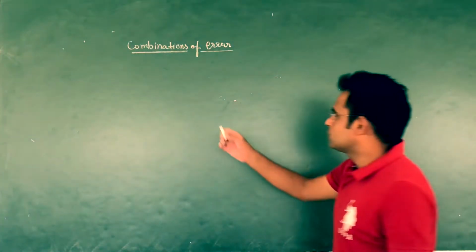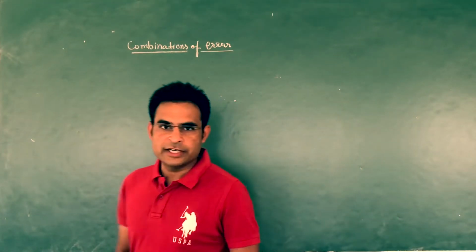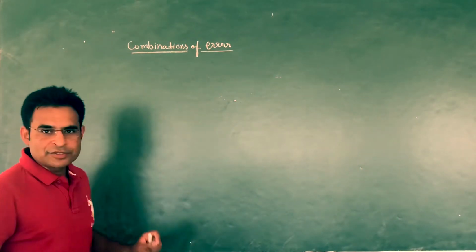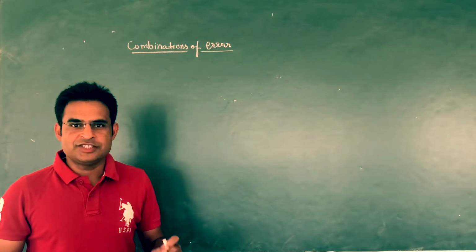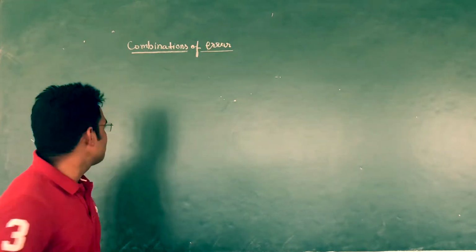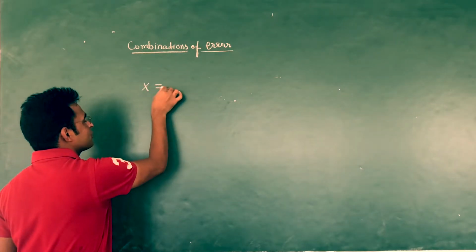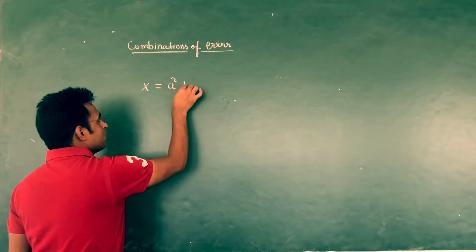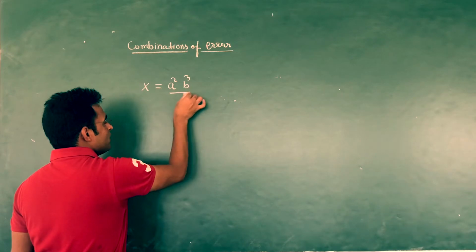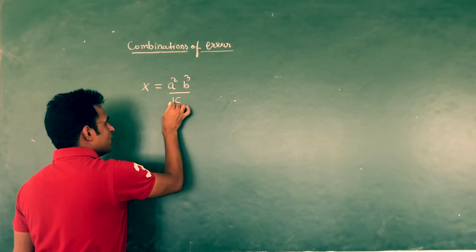Hello everyone, guys. This topic is about combination of error. Basically, I want to discuss what will be percentage error in any formula. For example, one formula is given to you. Let's say x is equal to a square b cube divided by c under root.